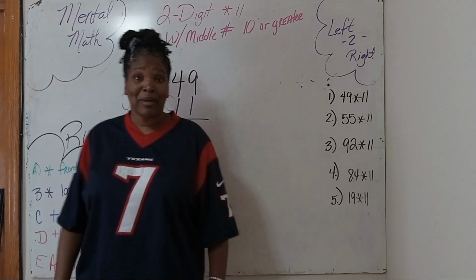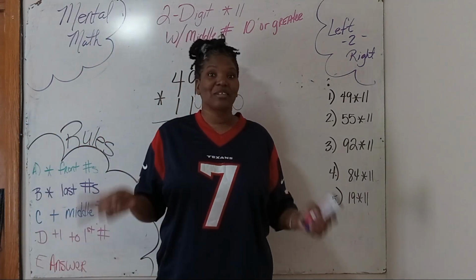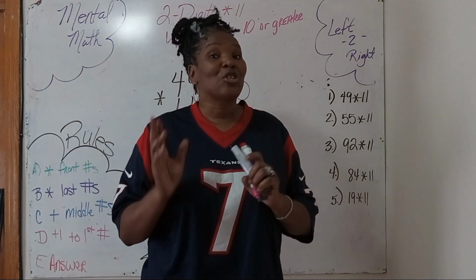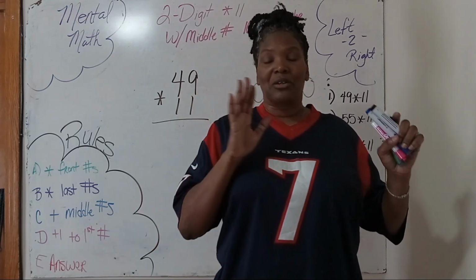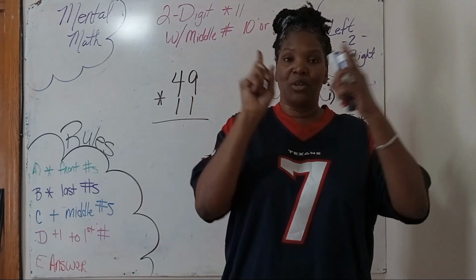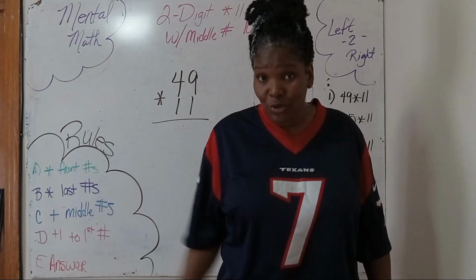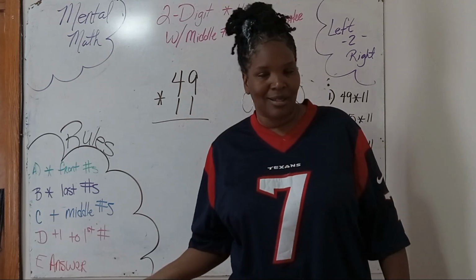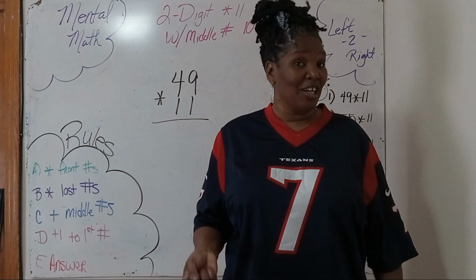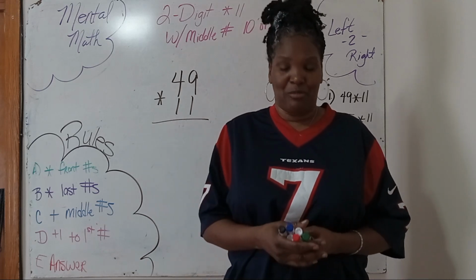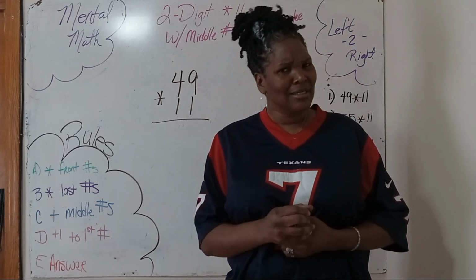All right, guys, we're back again with mental math, the second part. So this is two-digit numbers multiplied by 11, but when you add the middle numbers, it's 10 or greater. So I'm going to show you this trick. It's going to be easy. We're going to learn how to do this. And again, you can show this to your family members and your friends and even your teachers, okay?